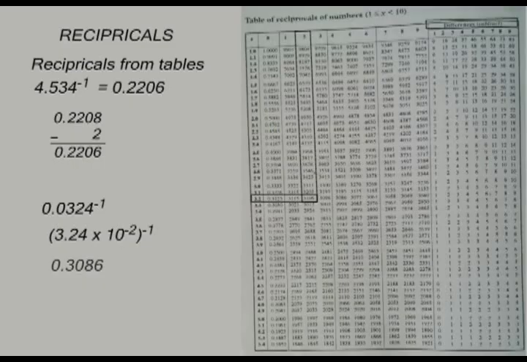What is the reciprocal of 10 raised to power negative 2? For this part, we simply change the sign of the power, so it becomes 10 raised to power of positive 2. So we shall have 0.3086 times 10 raised to power 2, and this is the same as 30.86.